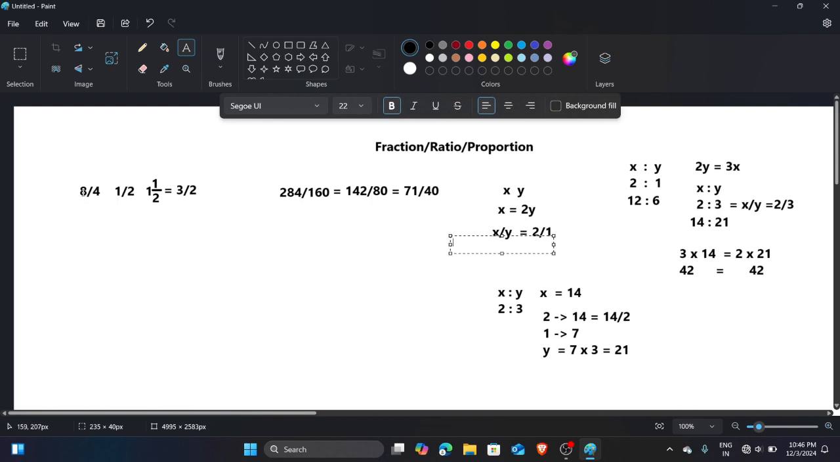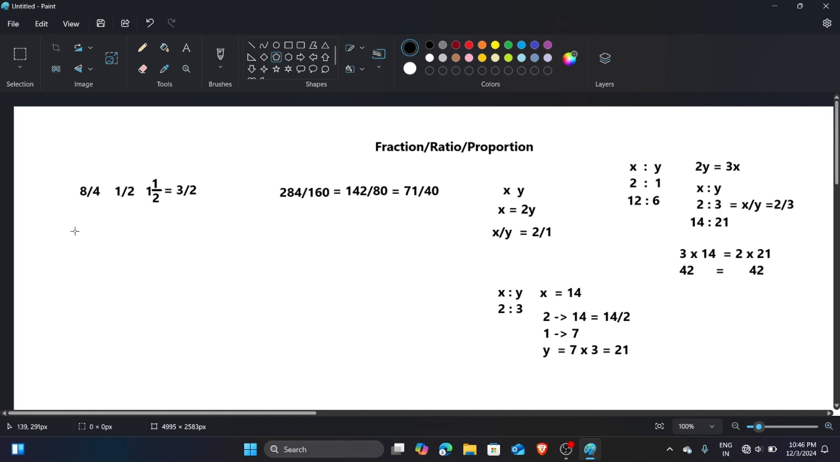Now we go to understand the fraction portion. Suppose you have this figure, this area. Suppose this is your field, and now you divide this field into some equal portions. You divide this field into four equal portions.